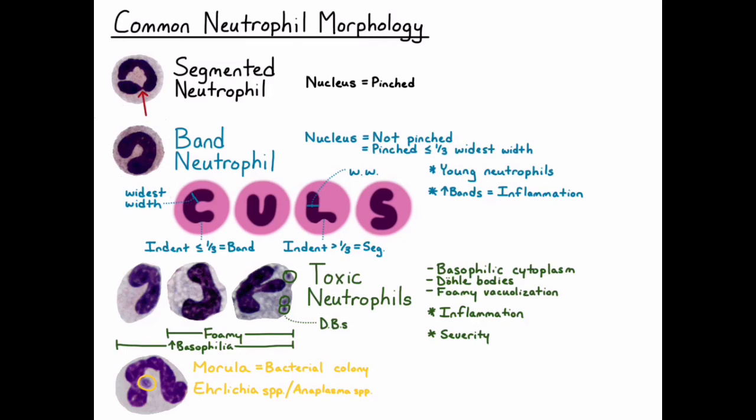So there you have it. You now know how to identify band neutrophils, the 3 common signs of toxic change, and morula.